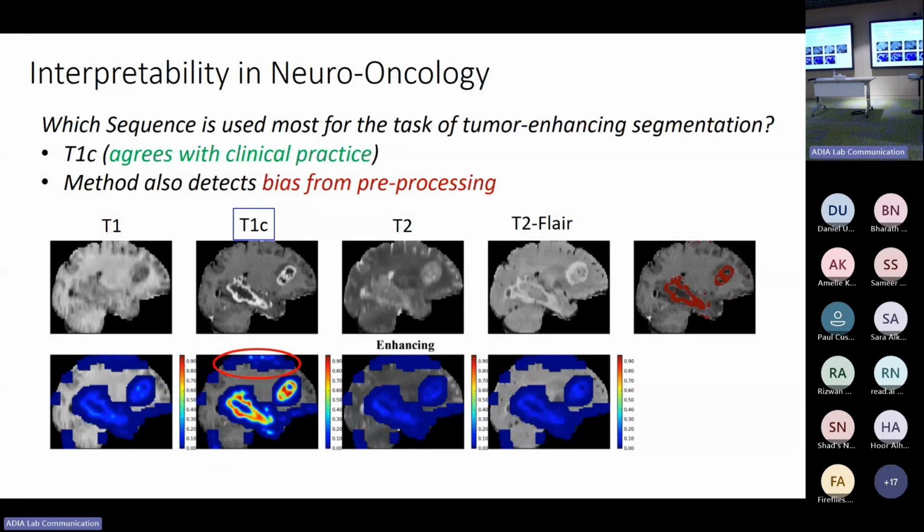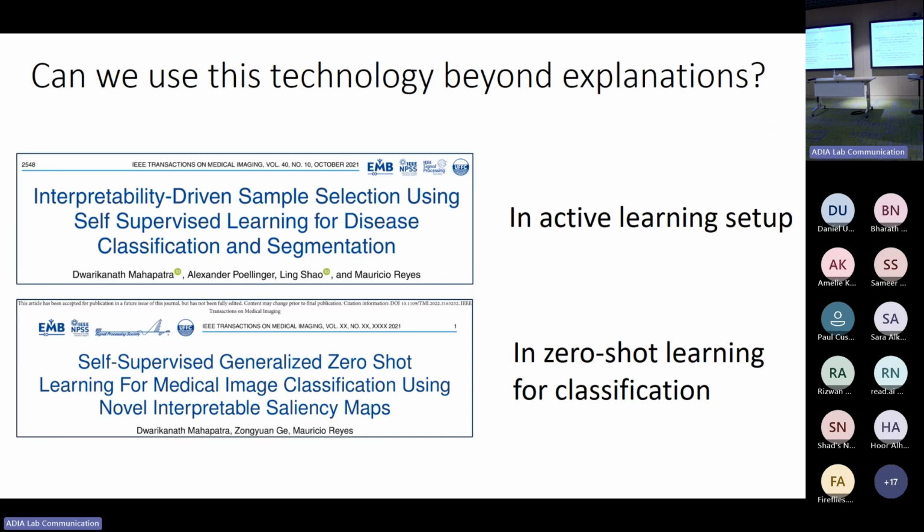You can also use it in very critical applications like neuro-oncology, where decisions have to be made on radiation doses and radiation location. There, saliency maps help you better understand which is the disease region and where we could focus our targeted radiation. Something I have also worked on is active learning and zero-shot learning for classification. I'll talk a bit about active learning in the next slides.